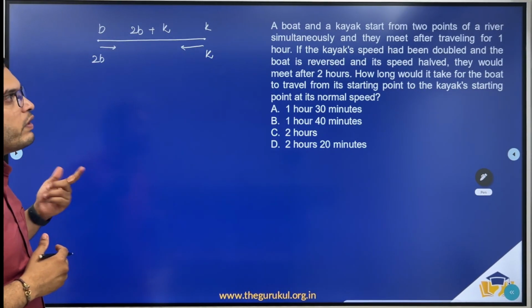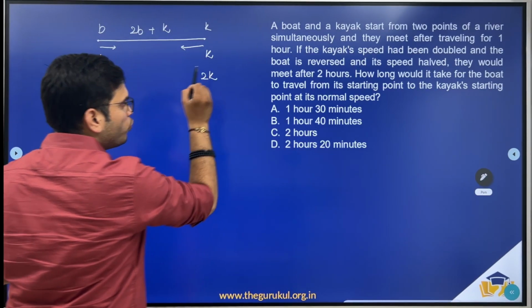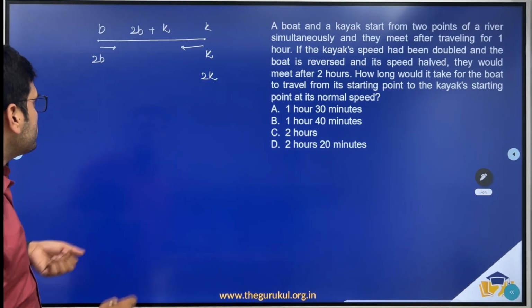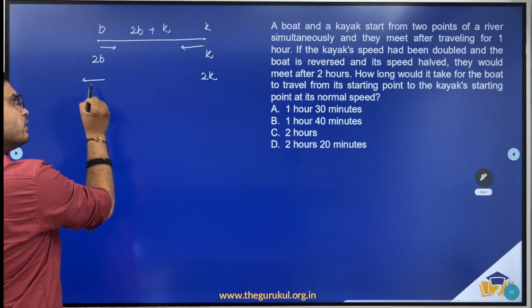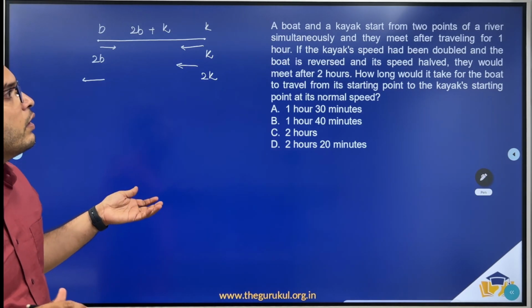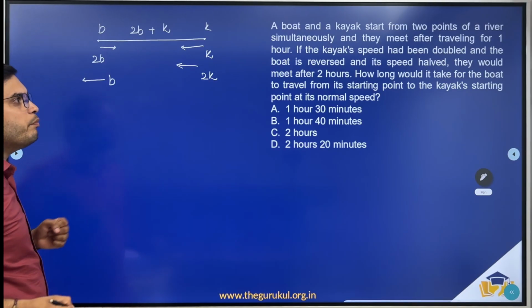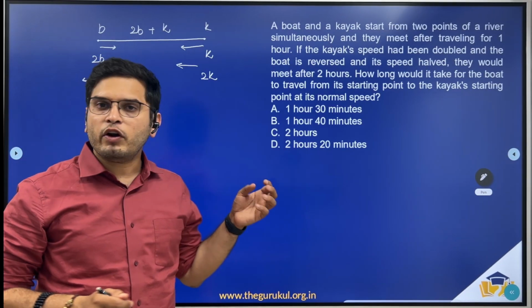Then what? If the kayak speed had been doubled, right? So instead of k, if the speed is 2k and the boat is reversed, so now you have the boat traveling in this direction and the kayak also traveling in this direction, right? And the boat speed is half. Now, if this is b, they would meet after 2 hours, right?